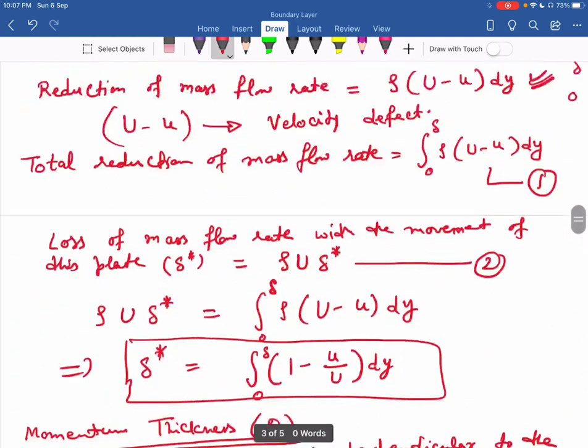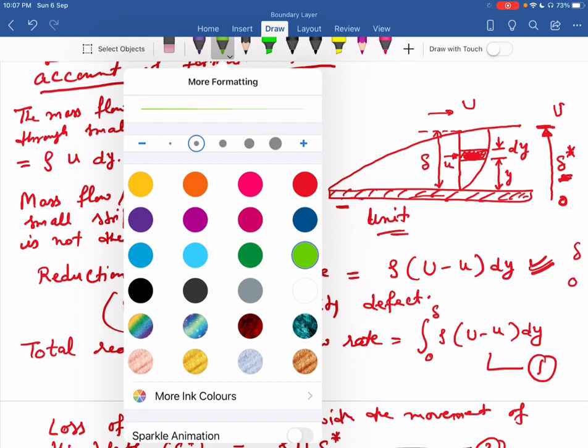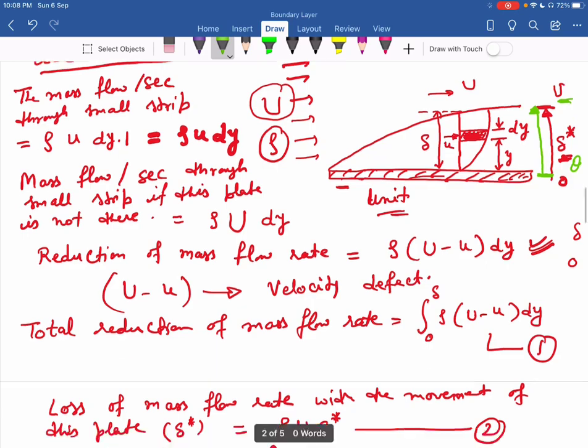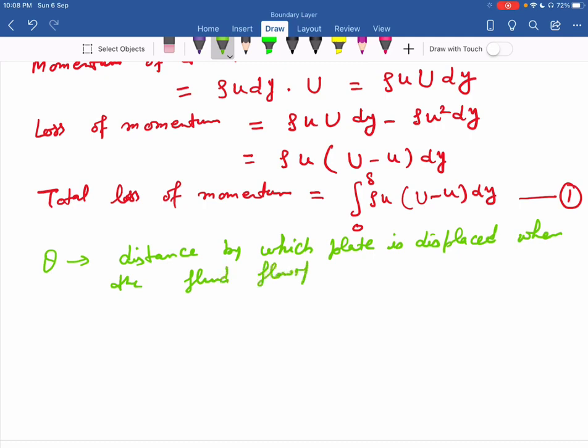Okay. So now I consider theta instead of delta star. Theta is the distance by which the plate is displaced when the fluid is flowing with a constant velocity capital U. So theta is the distance by which I move this plate in the upward direction to the layer where velocity is U. So I write: theta is the distance by which the plate is displaced when the fluid is flowing with a velocity capital U.